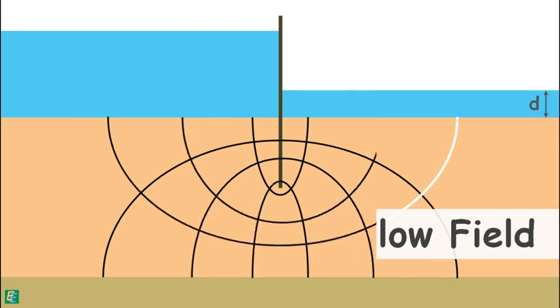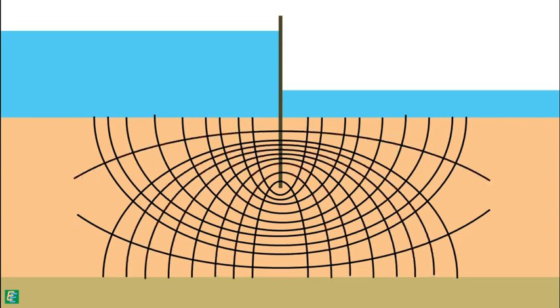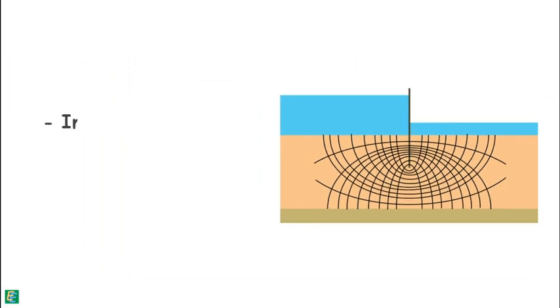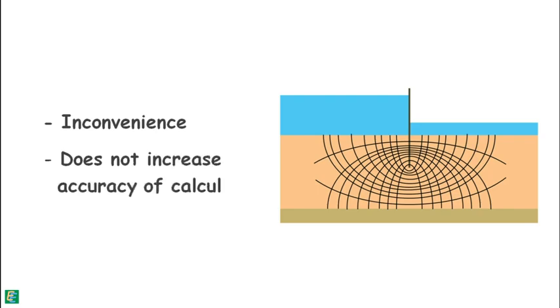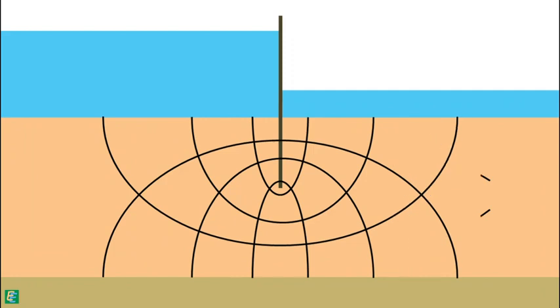In a flow net, we can draw many possible flow lines and equipotential lines. But first, it is very inconvenient to draw too many of these lines. And second, drawing too many lines does not increase the accuracy of calculations. So, only 4 or 5 flow channels are sufficient.